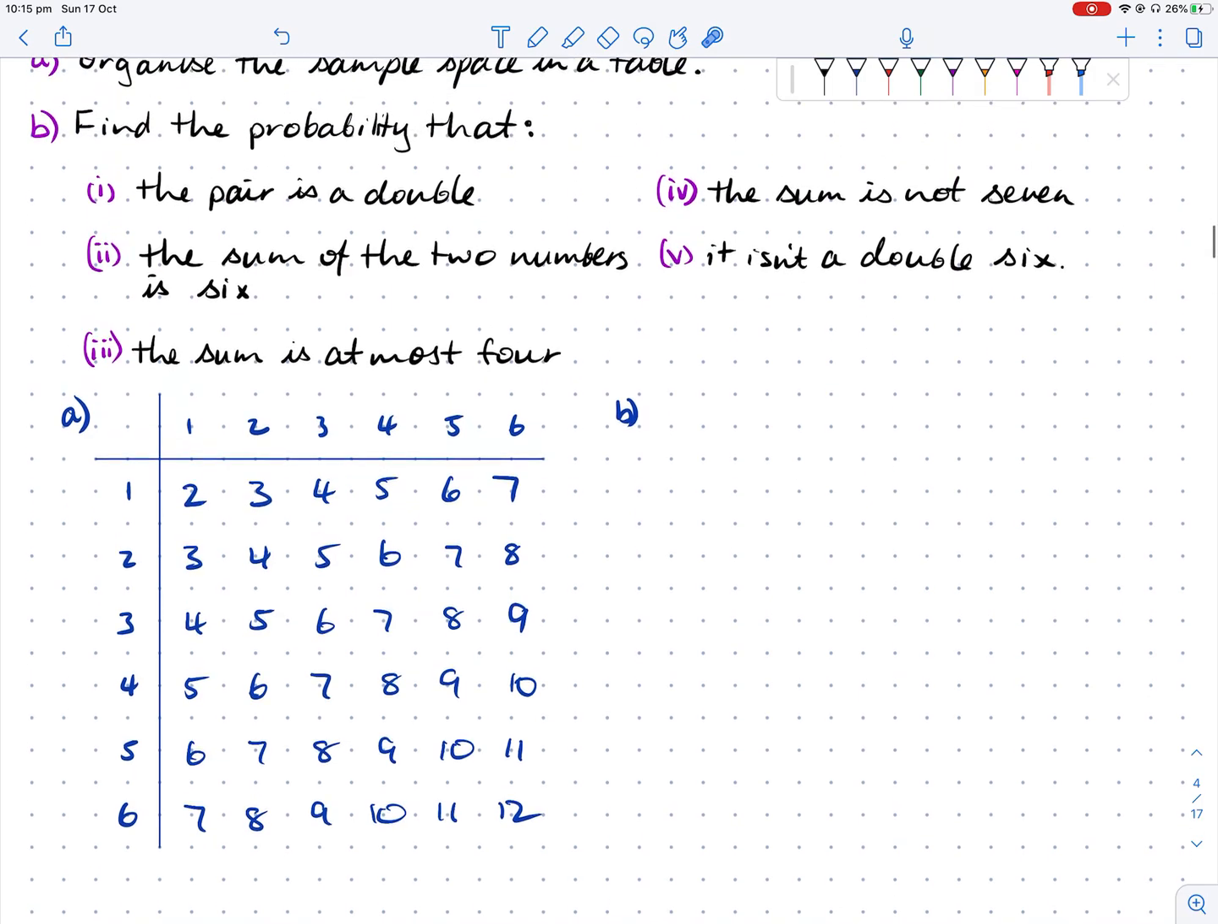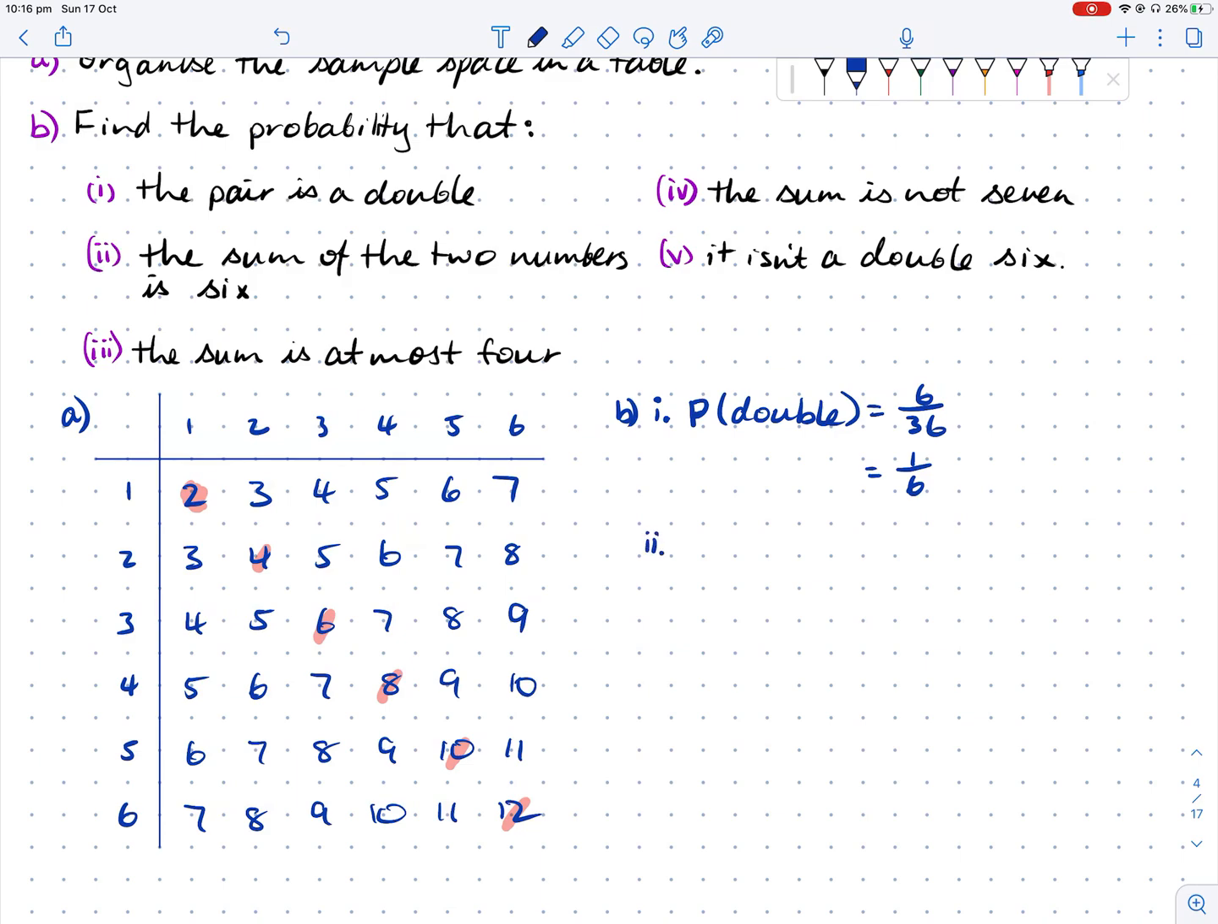And then what we want to now do is look at what favorable outcomes we have for each of these questions. So the first one, find the probability the pair is a double. So double means that you've got a double 1, double 2, double 3, or so on. It's going to be this one, this one, this one, this one, this one, or this one. So the notation we're going to use is P bracket, and then we'll write the description inside. So double, so P double. We have 6 different values out of 36, and then we can simplify that. That's 1 out of 6.